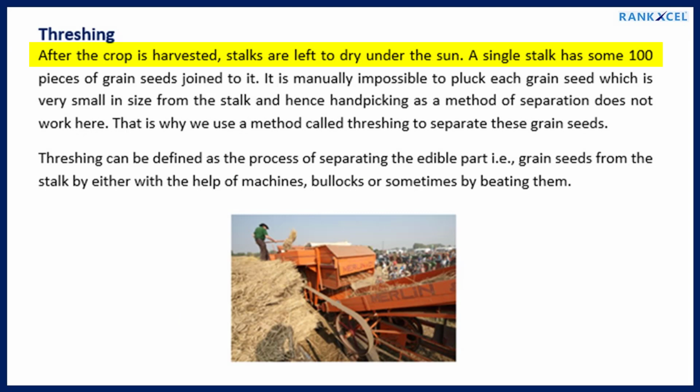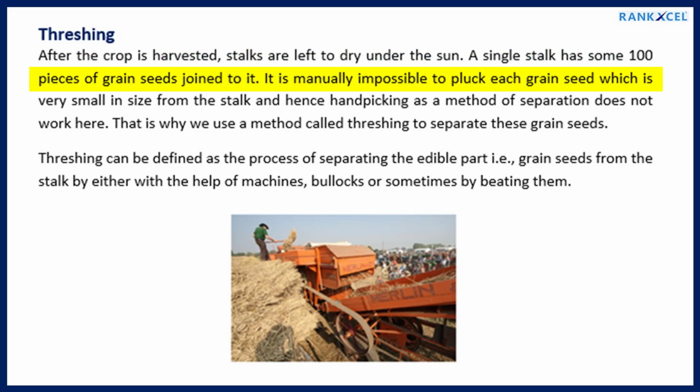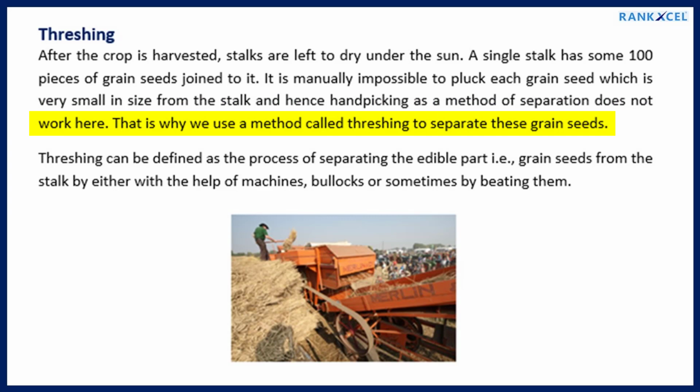Threshing. After the crop is harvested, stalks are left to dry under the sun. A single stalk has some 100 pieces of grain seeds joined to it. It is manually impossible to pluck each grain seed, which is very small in size, from the stalk, and hence hand-picking as a method of separation does not work here. That is why we use a method called threshing to separate these grain seeds.